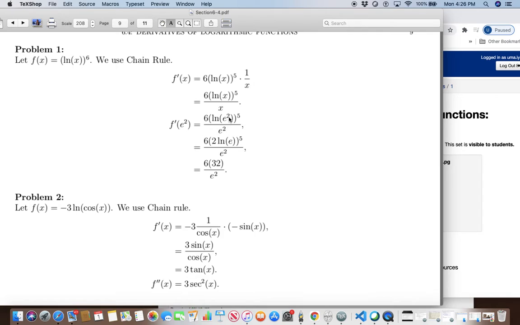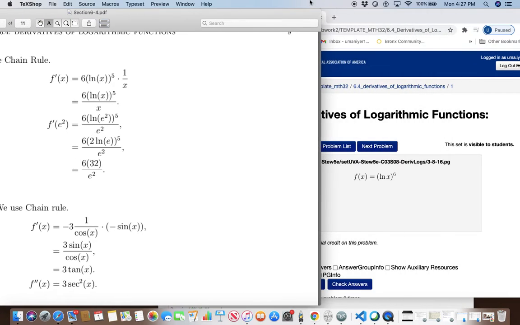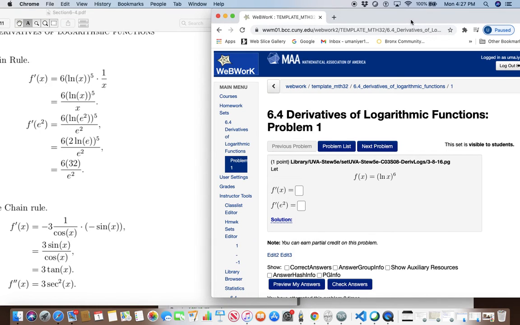To evaluate the derivative at e squared, all I need to do is substitute e squared here. The 2 comes out of the natural log of e squared, and you're left with natural log of e, which is simply 1. So 2 to the power 5 is 32. There is a 6 outside: 6 times 32 divided by e squared.